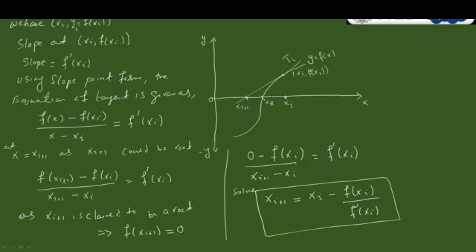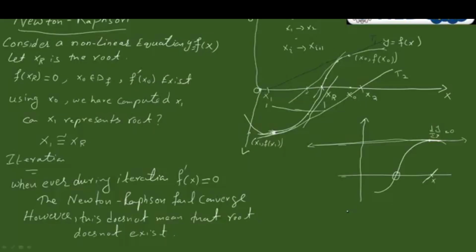So this formula is not for only one instance. They exist for different indices, for all i = 0, 1, 2, and so on, until you achieve your convergence. This is the iteration. i = 0 means the first iteration, i = 1 means the second iteration, i = 2 means the third iteration, and so on. So this is how the geometrical representation of this whole process works.